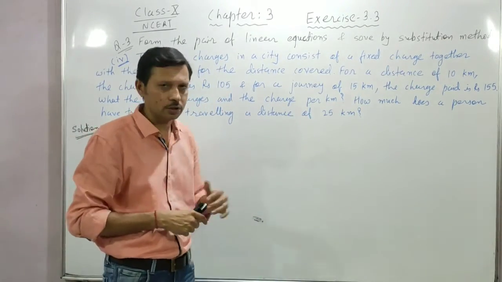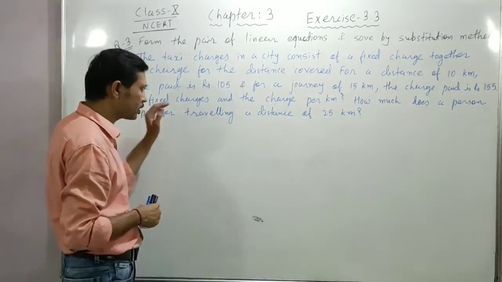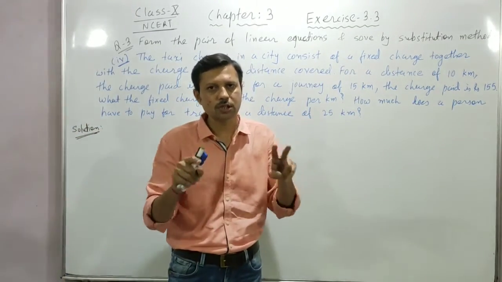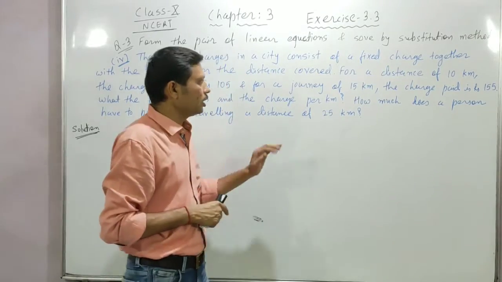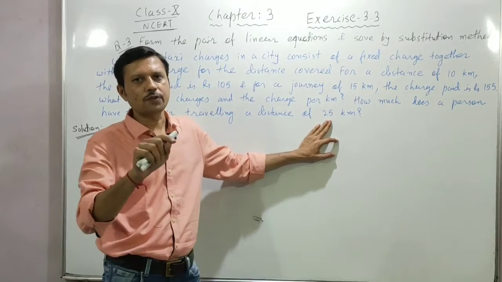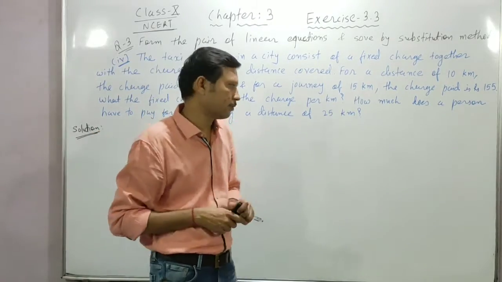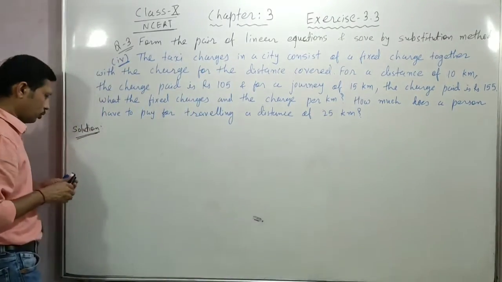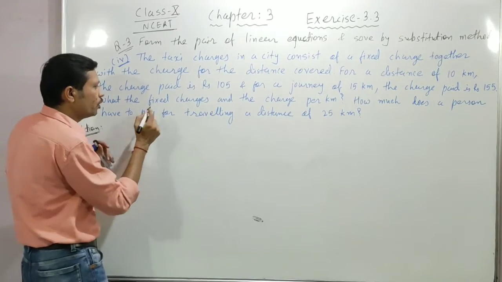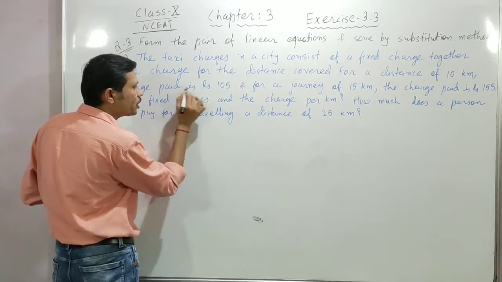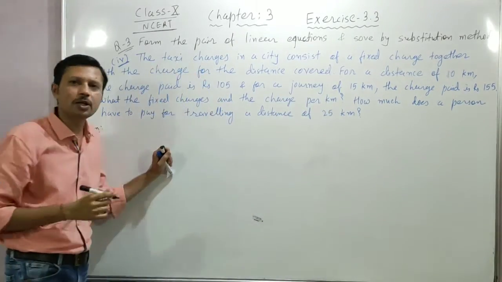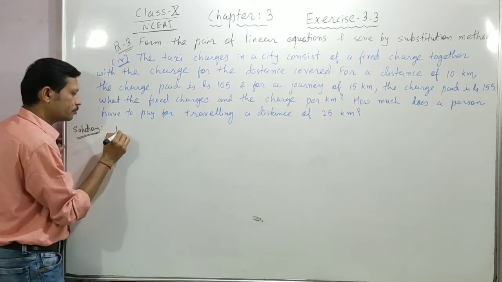So again, one more question. First of all we have to find out the fixed charge as well as the charge per kilometer. These two things we have to calculate. And second, after calculating that, we have to find out the charge for 25 km of traveling. So we need two variables, x and y. One variable we will take for the fixed charge, and the second variable we will assume for the charge per kilometer.